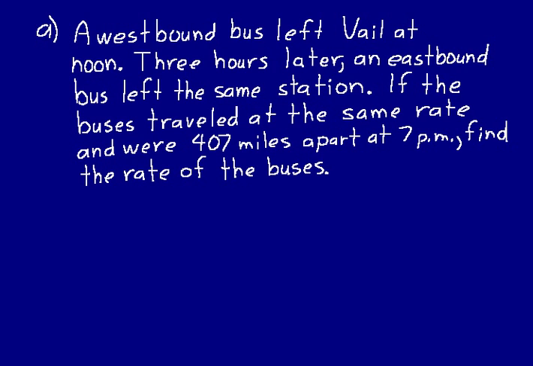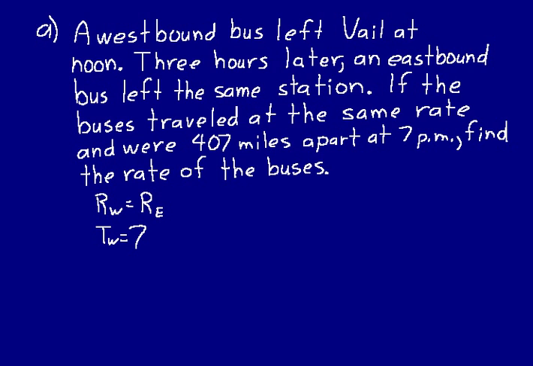The buses traveled at the same rate. One of them's going west and one of them's going east. So we know that their rates, we could call it RW for west rate and RE for eastbound, are equal to each other. And the westbound bus left Vail at noon, and at 7 p.m. they were 407 miles apart. So from noon to 7, that's a time span of 7 hours. So we know that when these buses were 407 miles apart, the westbound bus had been traveling for 7 hours. So we can say TW is equal to 7.